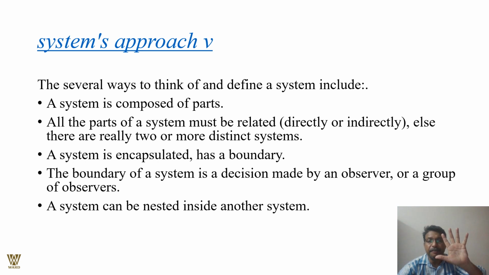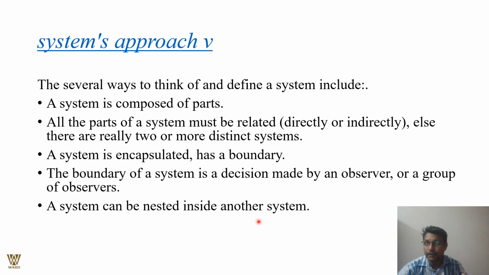Thus, there are several ways to think about and define a system. What are we looking into? A system is a subpart of different units altogether. A system is encapsulated and has boundaries. The boundary of a system is a decision made by an observer or a group of observers. A system can be nested inside a system within a system.